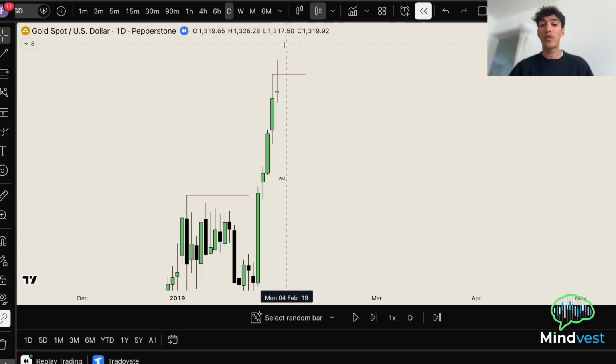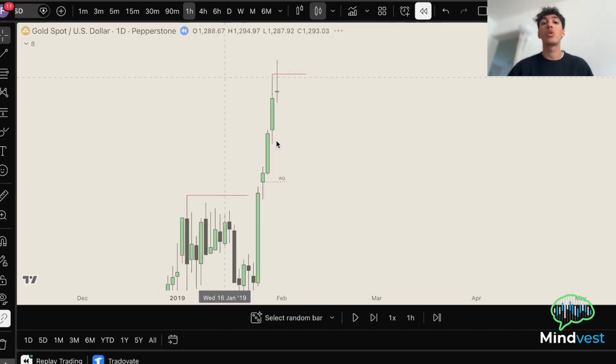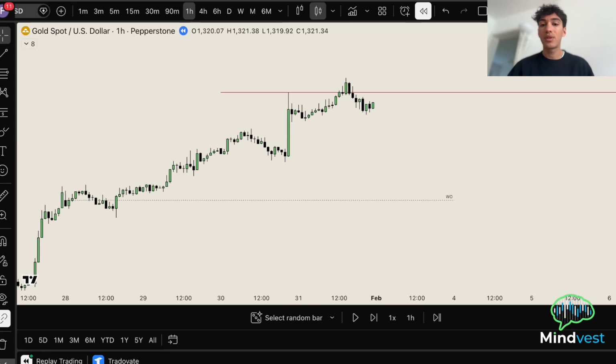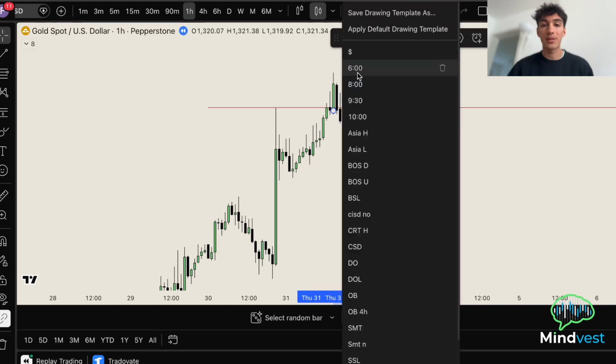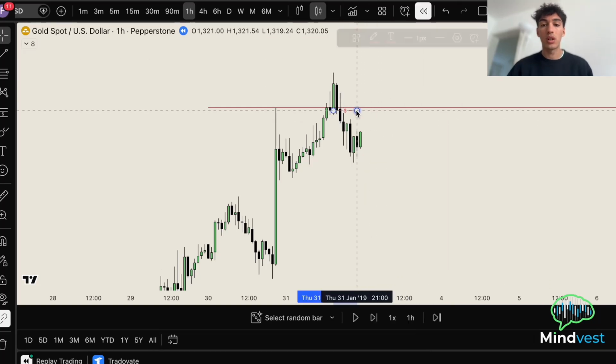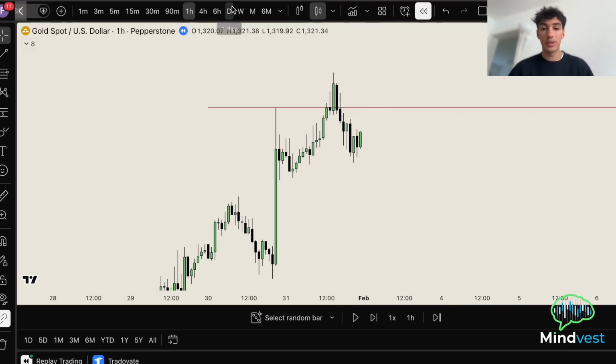Now, how can you confirm that this high is in for the week? You go to the 1 hour time frame, see if you got a 1 hour change of state delivery, which you did with some gaps. So you can expect price to still go lower on Friday.